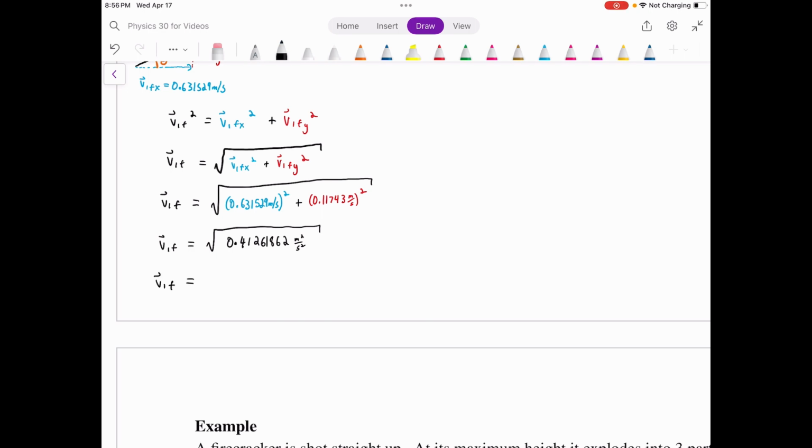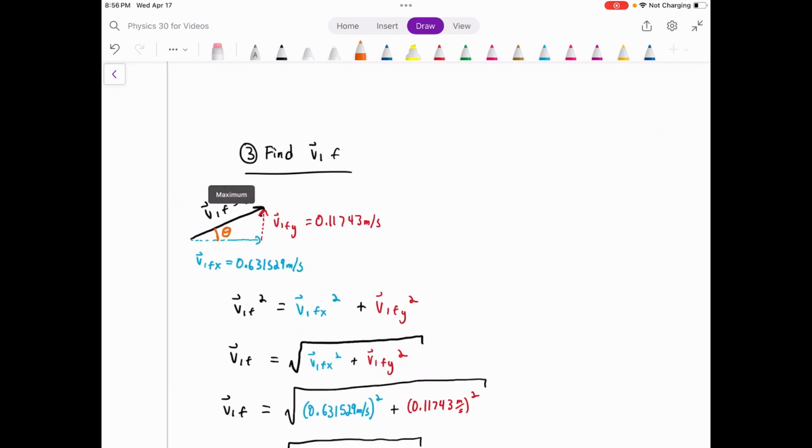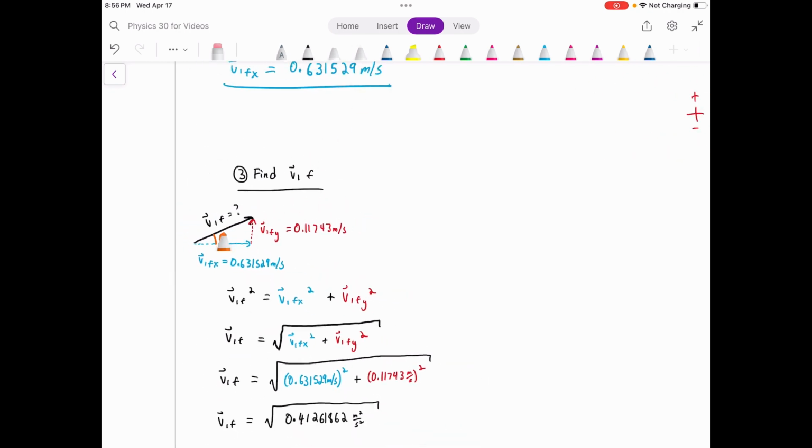And, ooh, it's exciting, all this work, and we're about to get our final answer. I got that V1 final was 0.64236 meters per second. Okay. Now, we're almost done, but that's a velocity, which is a vector, so we also need to give a direction, okay? But that's why we've got our nice diagrams. They make it easy to see how we can figure out the direction, right?